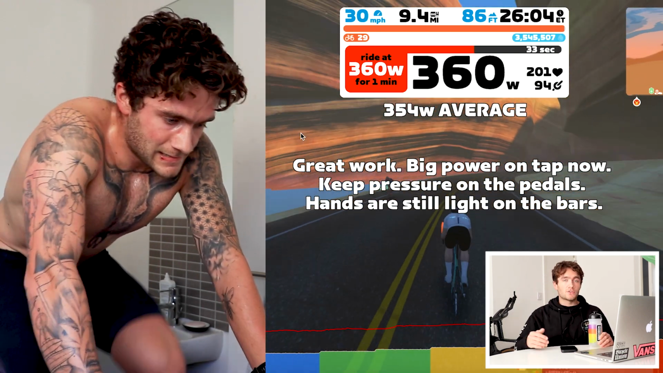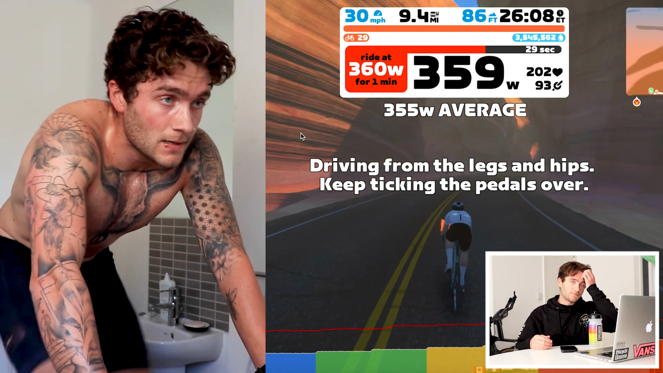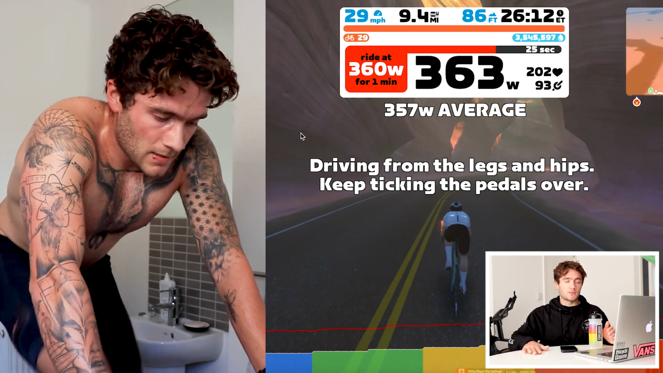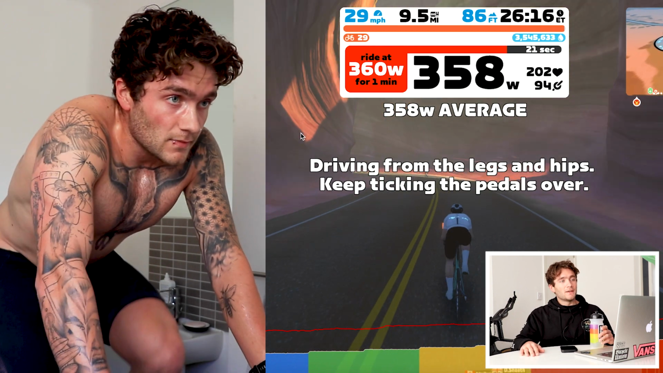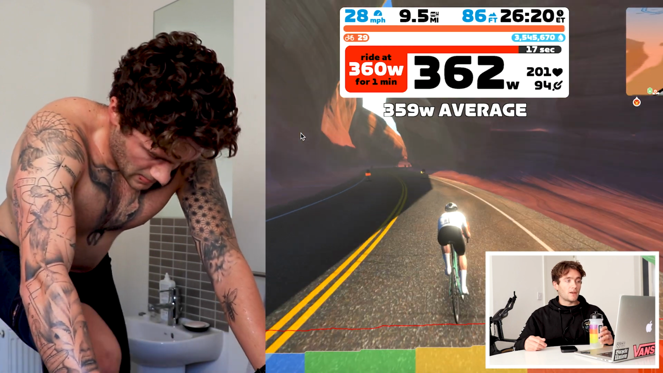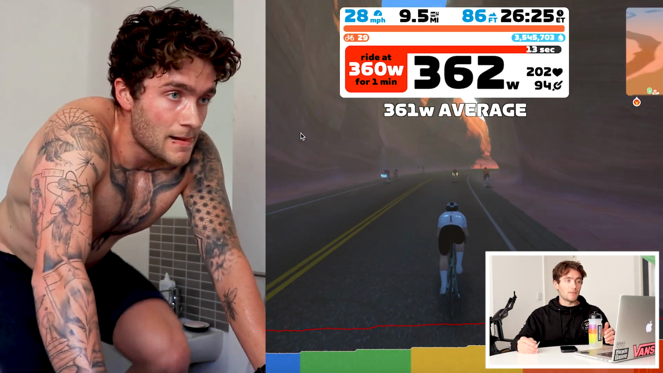Cadence is quite high. Usually I prefer having a cadence a little bit lower. I come from a bit more of a strength background, a lot of strength training, so doing heavy squats and deadlifts, heavy-ish. I'm not actually that heavy, but I like to push quite a low cadence. But here, my legs are on fire, so I had to push a higher cadence just to try and keep the pedals turning.